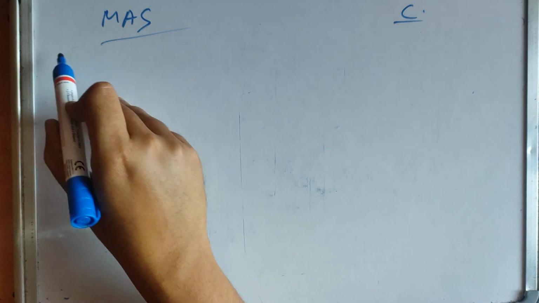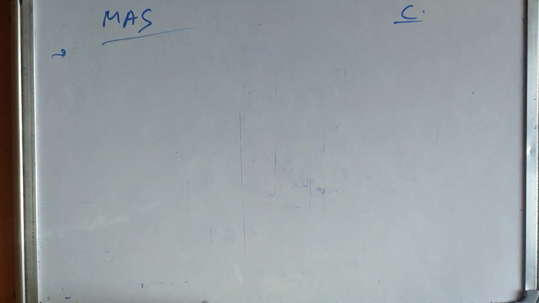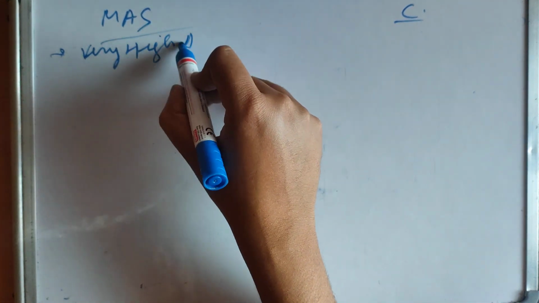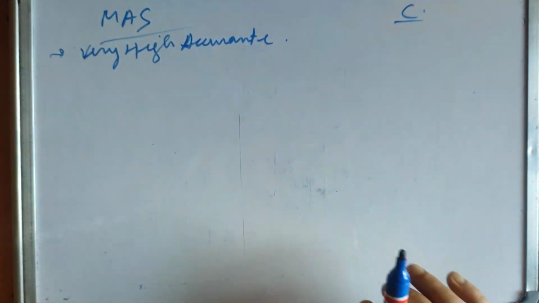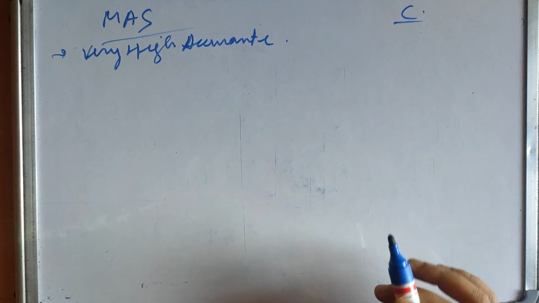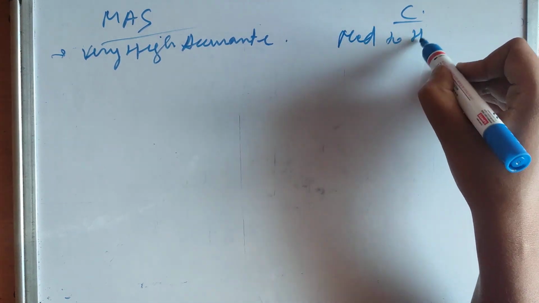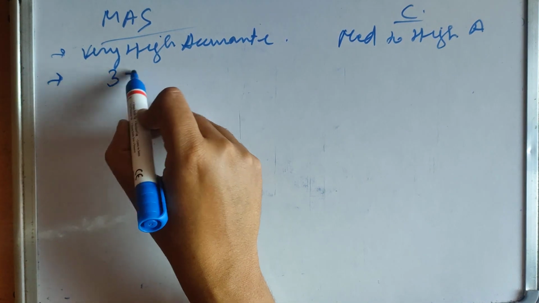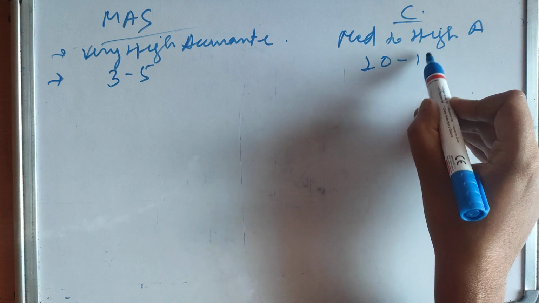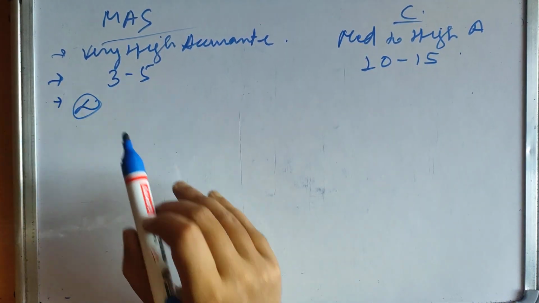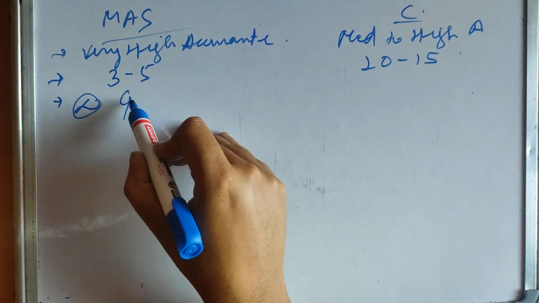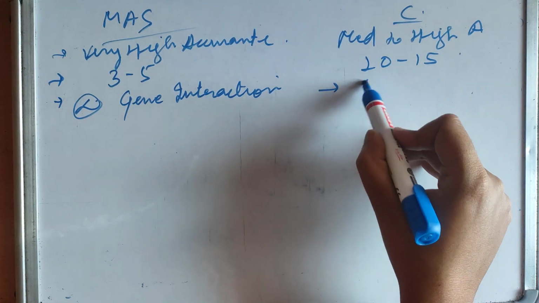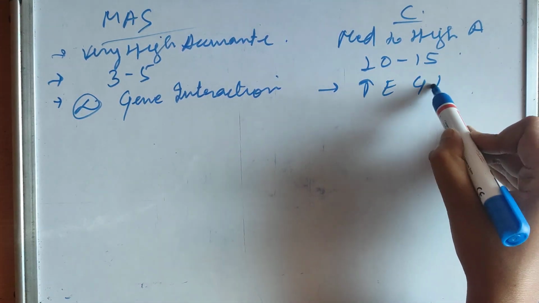This is marker assisted selection, this is conventional. In marker assisted selection, the method is very highly accurate. But in conventional phenotype based selection, the method is medium to highly accurate. MAS takes a short time, only 3 to 5 years. Conventional takes a very long time, around 10 to 15 years. Here we have no effect of gene interaction, but in conventional there is a very high effect of gene interaction.